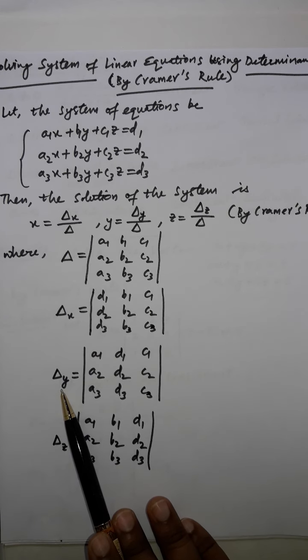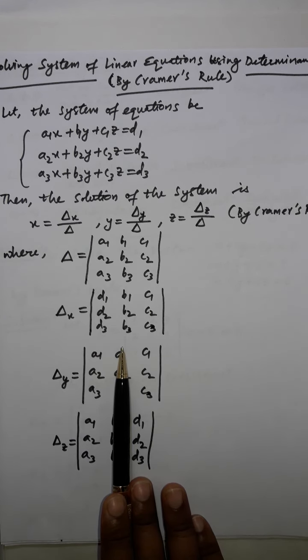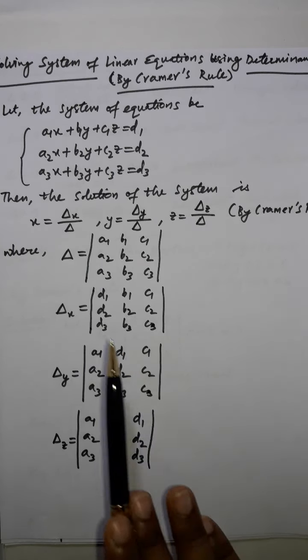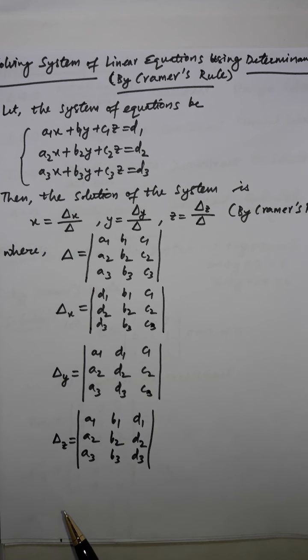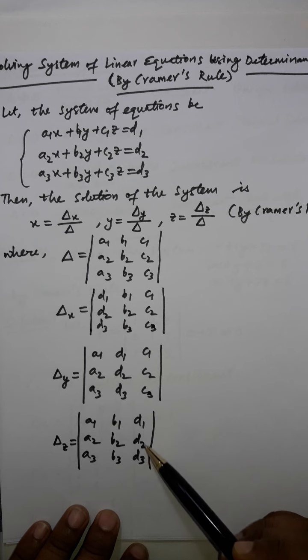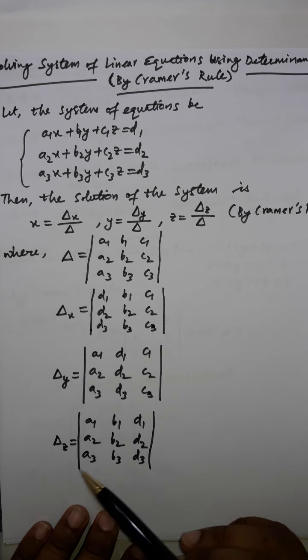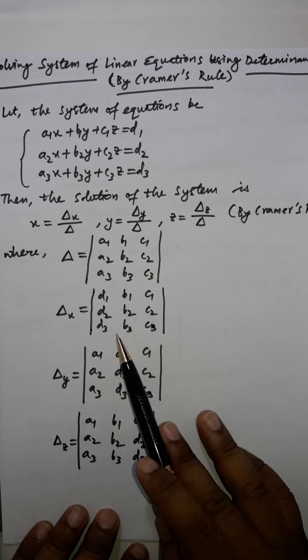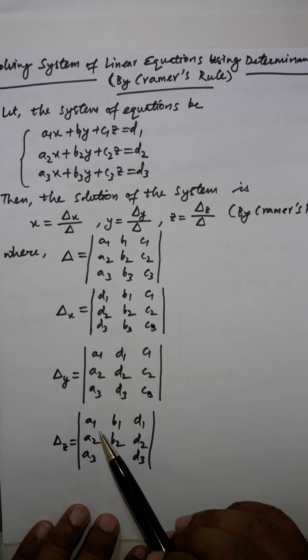Similarly in del y, the second column, which is the column of y, will be replaced with the constants, keeping the first and third the same as before, as in del. And in the last, del z, the z column is replaced by the constants d1, d2, d3, where the first two columns are the same as before as in del. Okay friends, so in that way we are getting four determinants.